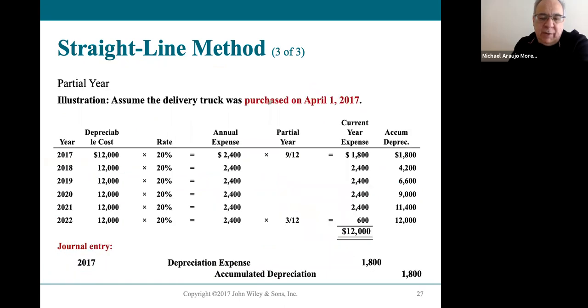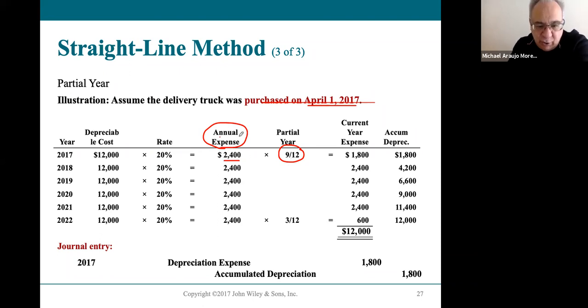What if you bought the truck in April? Remember, the $2,400 that we just looked at is an annual expense. Annual means all 12 months. But what if you bought it in April? If you bought it on April 1st, you've only had it that first year for 9 months. So you cannot write off the full $2,400 that first year because you didn't own it all 12 months.